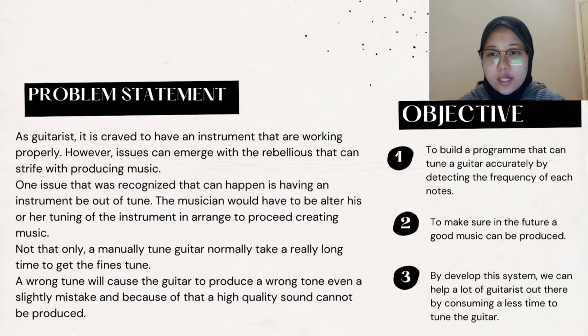As guitarists, it is great to have an instrument that works properly. However, issues can emerge that can interfere with producing music. One issue that was recognized is having an instrument be out of tune. The musician would have to alter the tuning of the instrument in order to proceed with creating music.